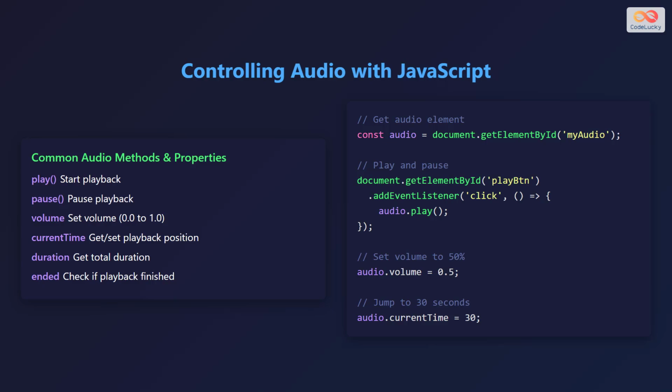This code demonstrates how to get an audio element by its ID, and then add an event listener to a play button. When clicked, the play button triggers the audio to play. The volume of the audio element is set to 0.5, representing 50% volume. The currentTime is set to 30 seconds, causing the audio to jump to that point in the playback.